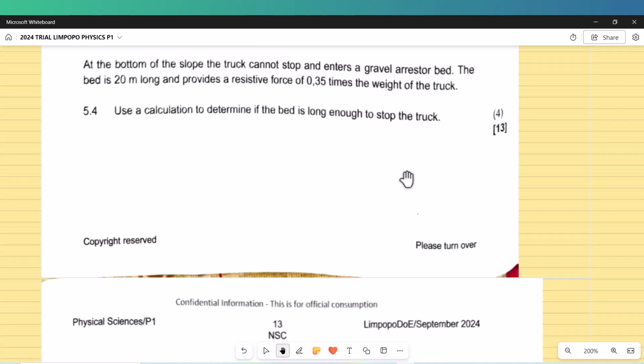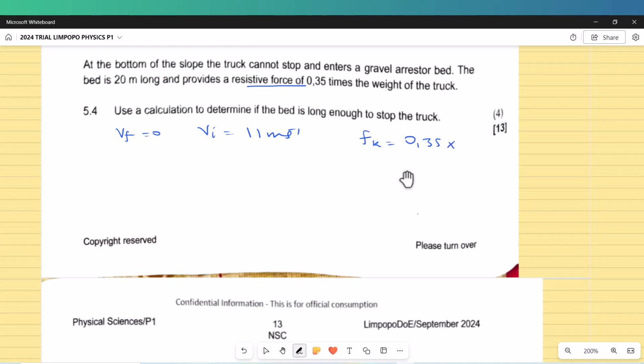So we're going to find out: if our stopping distance is more than 20, then the bed will not stop the truck. If the stopping distance is less than 20, then it's good. The truck will stop. Let's find out here. Because we want it to stop, V final must be 0. V initial we know is 11 meters per second. The resistive force in this case means frictional force, which is going to be 0.35 times the weight.